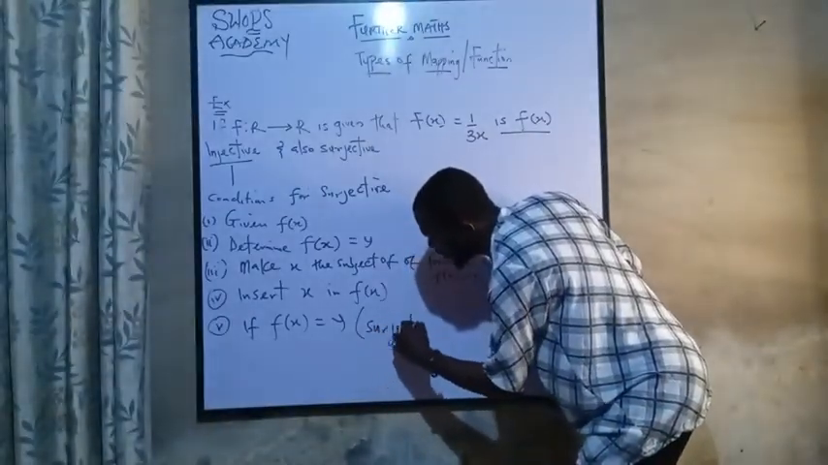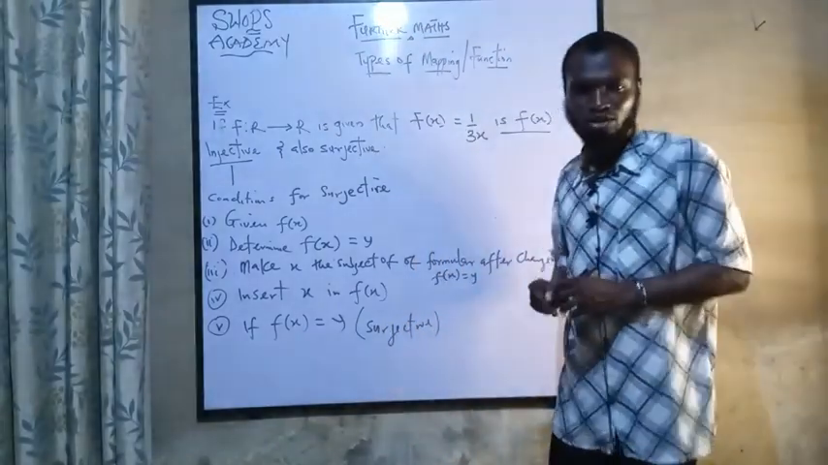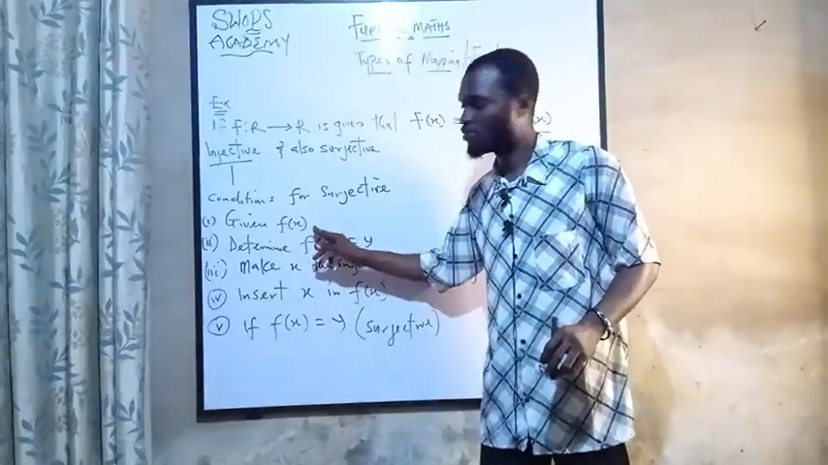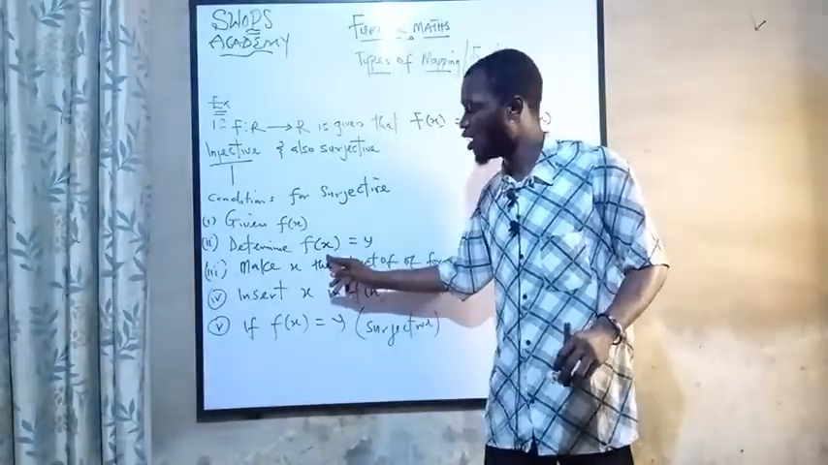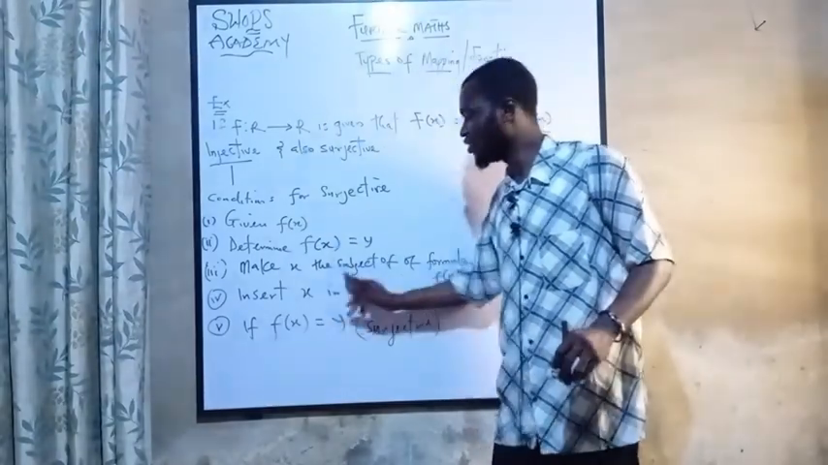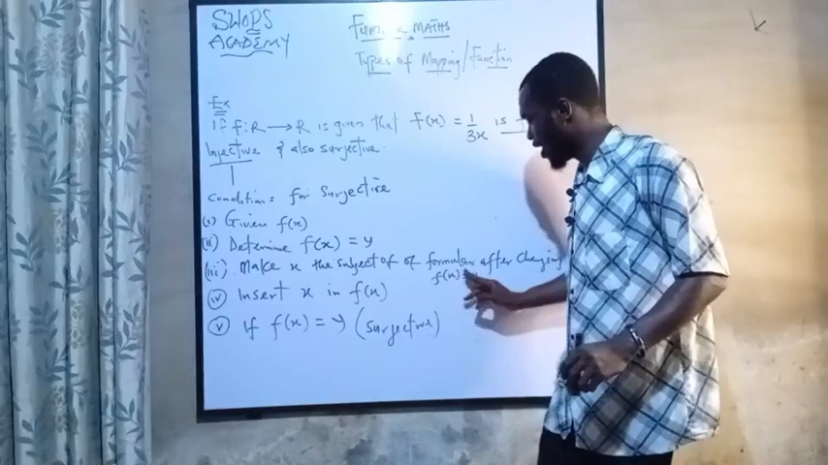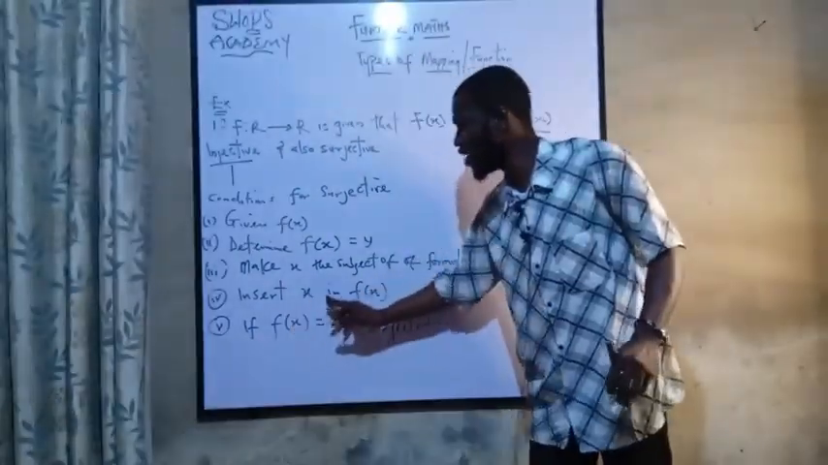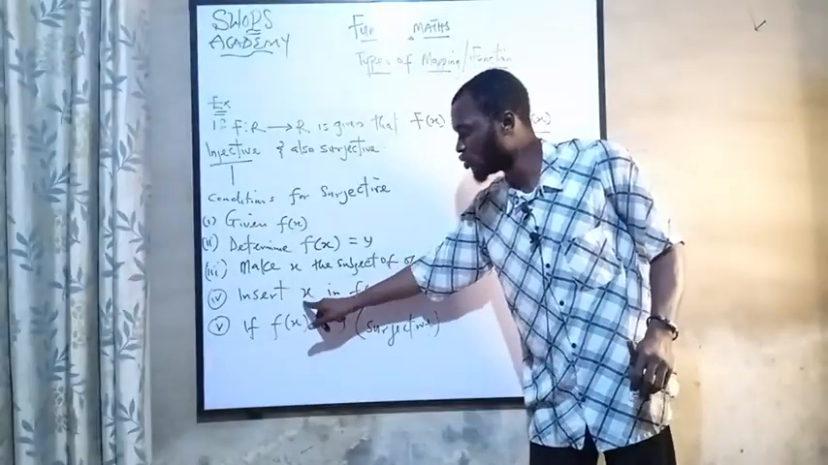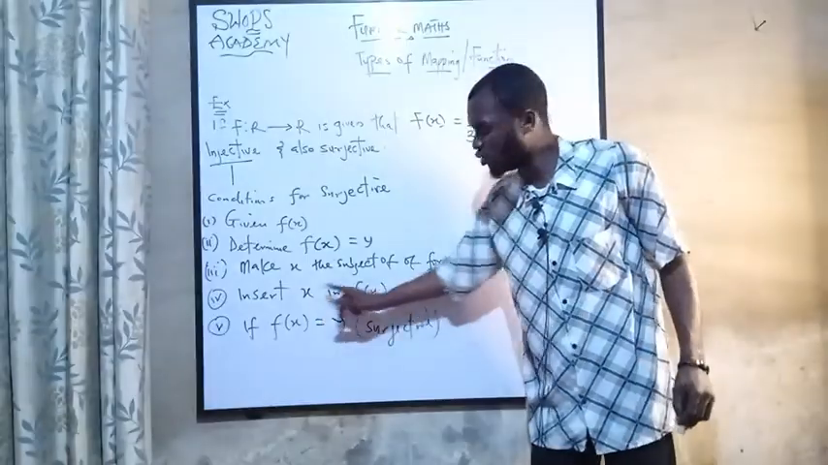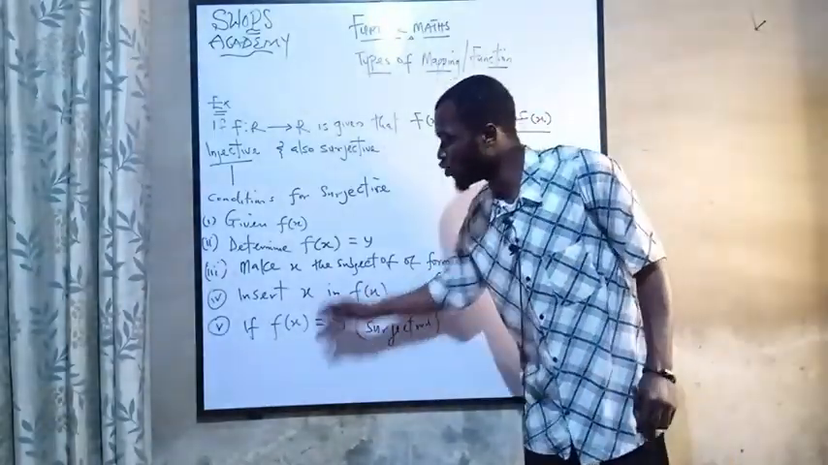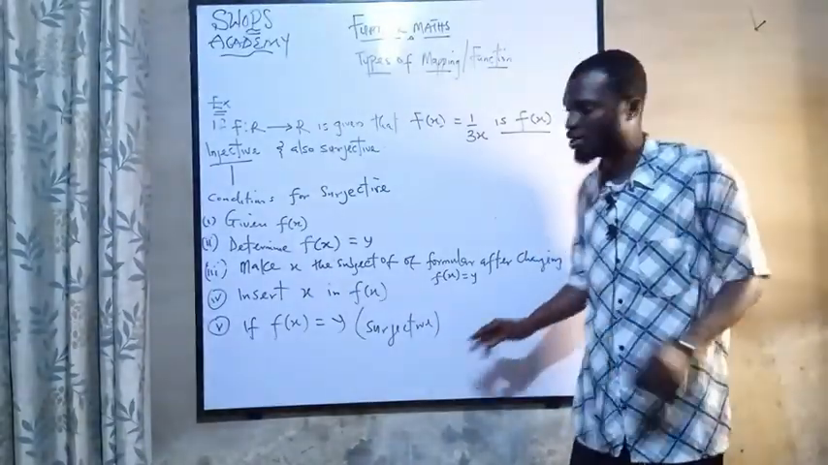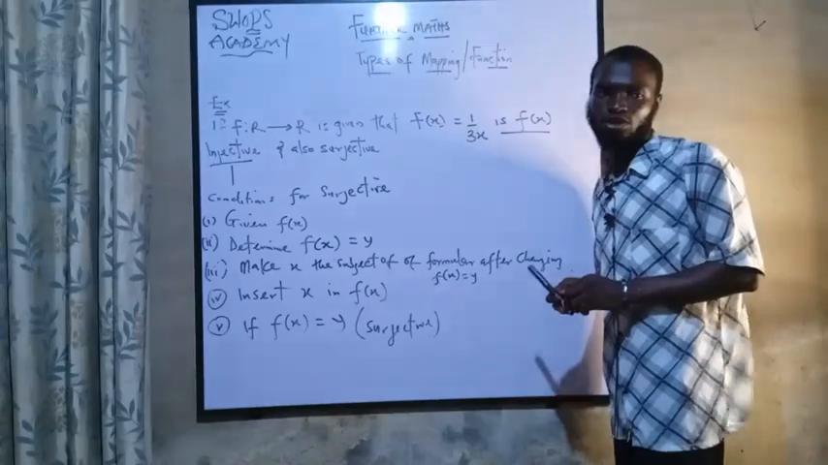Surjective. Now let's apply all these things. You don't need to cram, just apply this. Determine: you must be given your f of x, then change your f of x to y, make x the subject of the formula. After changing it to y, then insert your x value into f of x, and when you simplify that, you must arrive at this. Are we together?